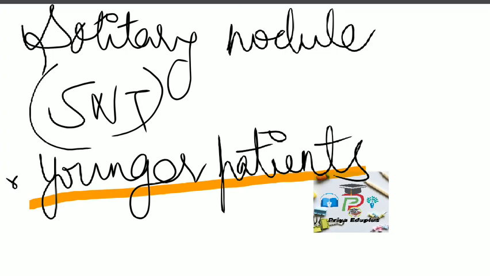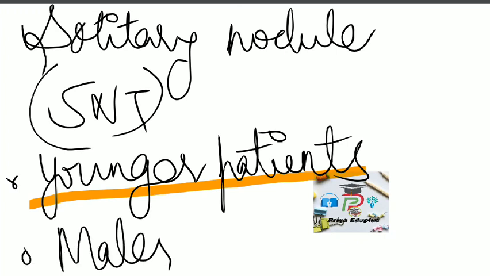Then coming to the gender, males. We have already studied about many thyroid lesions. Thyroid lesions are more common in women. Similarly, carcinoma is also more common in women. But if it is going to occur in males, the chance of carcinoma is more.